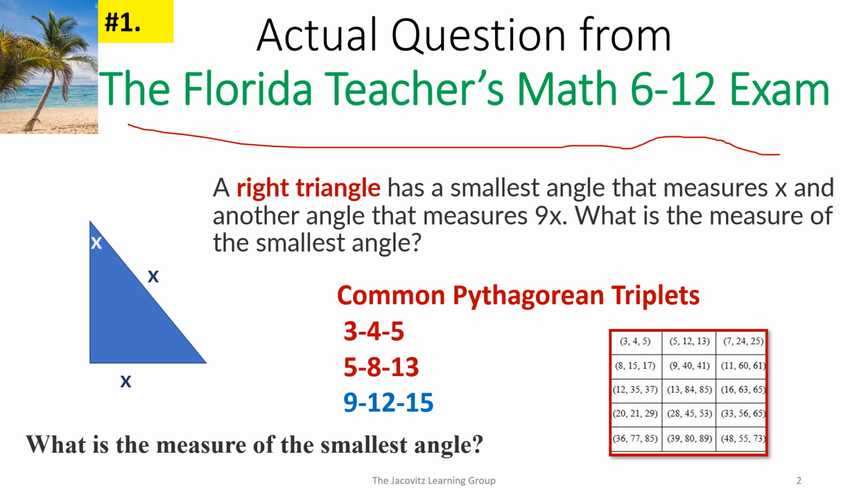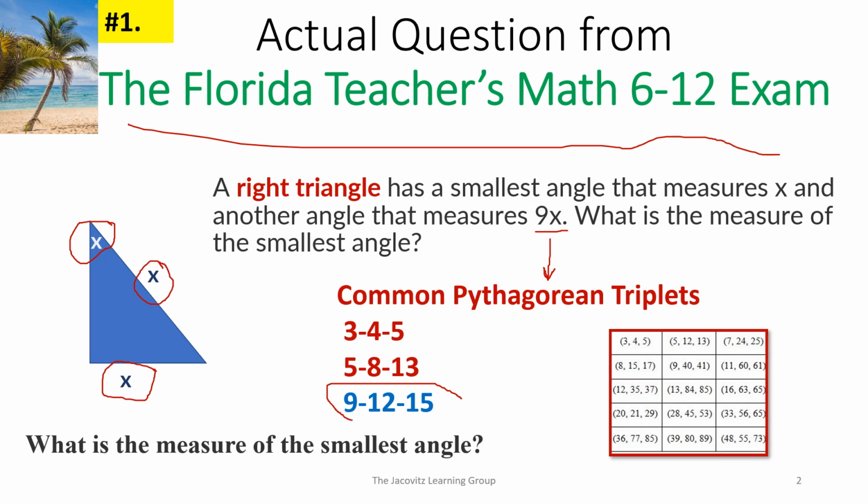So you have a right triangle that has the smallest angle that measures x and another angle that measures 9x. What is the measure of the smallest angle? Now, first thing you have to think about is how you're going to get all these angles together, and the only way you can measure the angles is to think about how 9x is related to this. And immediately it should trigger in you a common Pythagorean triplet.